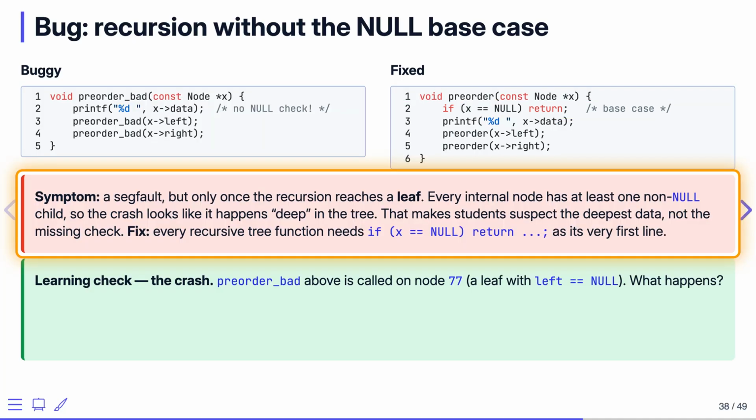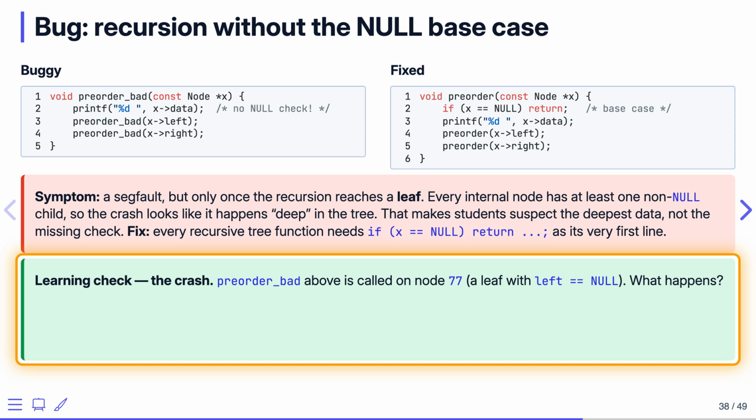The tricky part is this. The crash only happens once we reach a leaf. A leaf has null children. Every node above it has at least one real child, so the crash looks like it comes from deep in the tree. Let's test yourself.